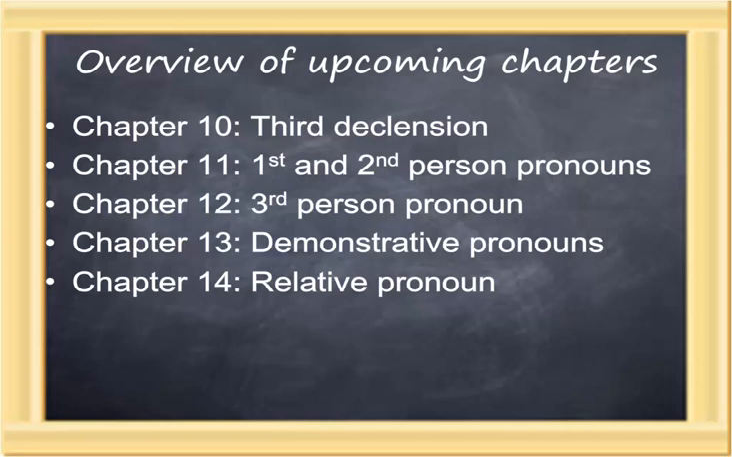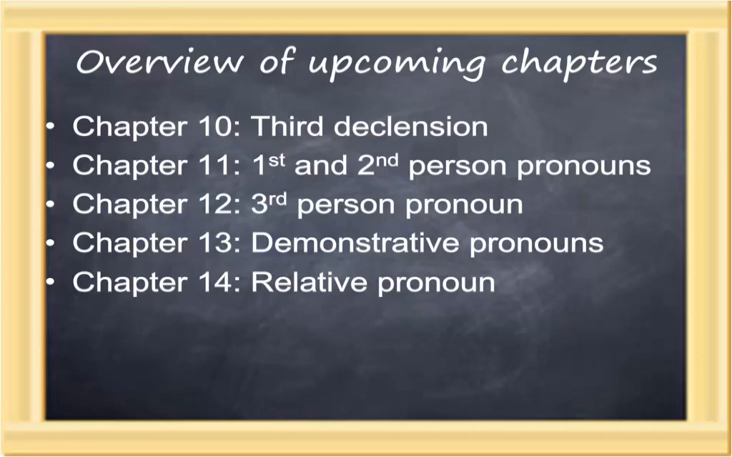In the next major block of lessons, we'll expand our knowledge of the Greek noun and of concepts related to the Greek noun. In Chapter 10, this lesson, we'll learn the third declension, the declension which has a consonant as its stem. In Chapter 11, we'll look at all the forms of the first and second person pronouns: I, we, and you.